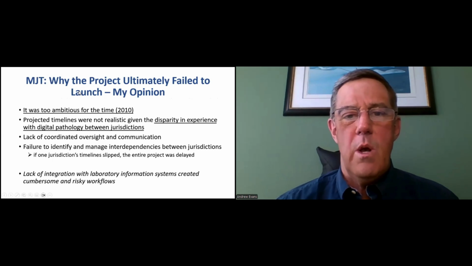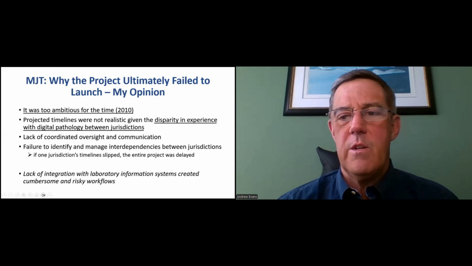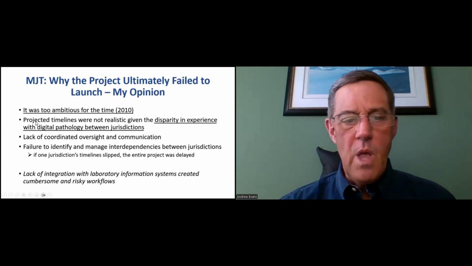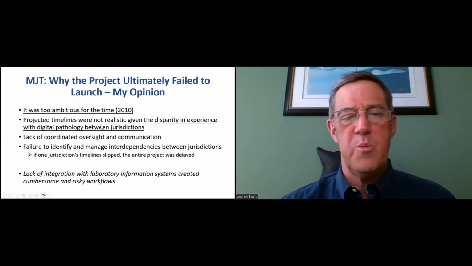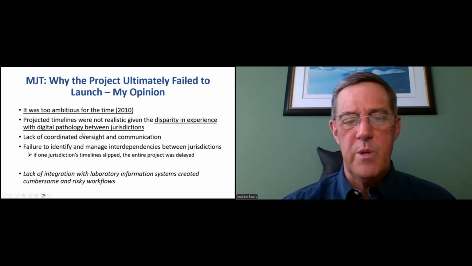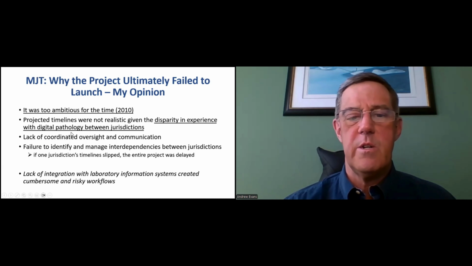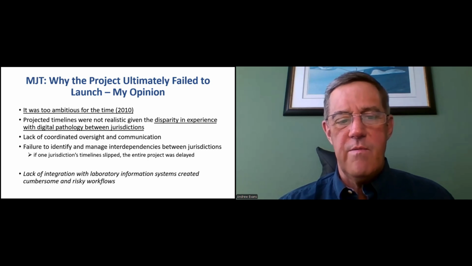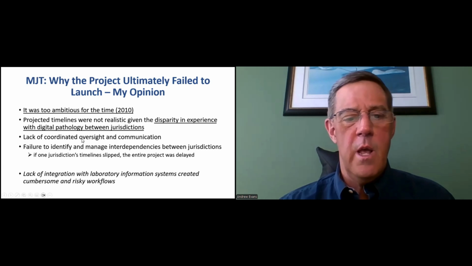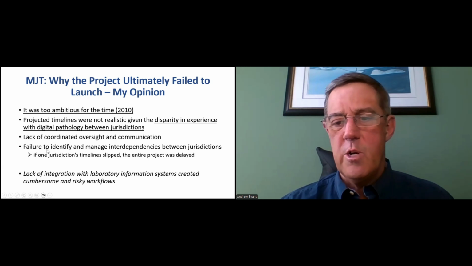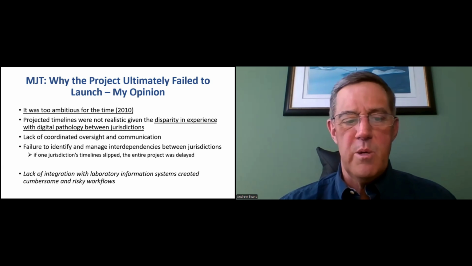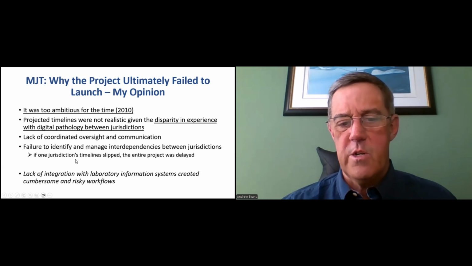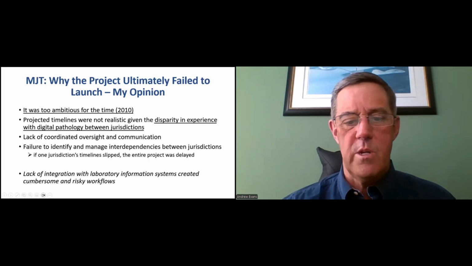So this is my view on why this MJT project ultimately failed to launch in the way that we had hoped. First, I think it was too ambitious for the time. The projected timelines were not realistic given disparity in experience in digital pathology between the jurisdictions who are participating in the project. At the end of the day, I think we did have a bit of a lack of coordinated oversight and communication. Failure to identify and manage interdependencies between jurisdictions. And as I mentioned before, this project could only move as fast as the slowest partner in the project. So if one jurisdiction's timelines slipped, the entire project was delayed.